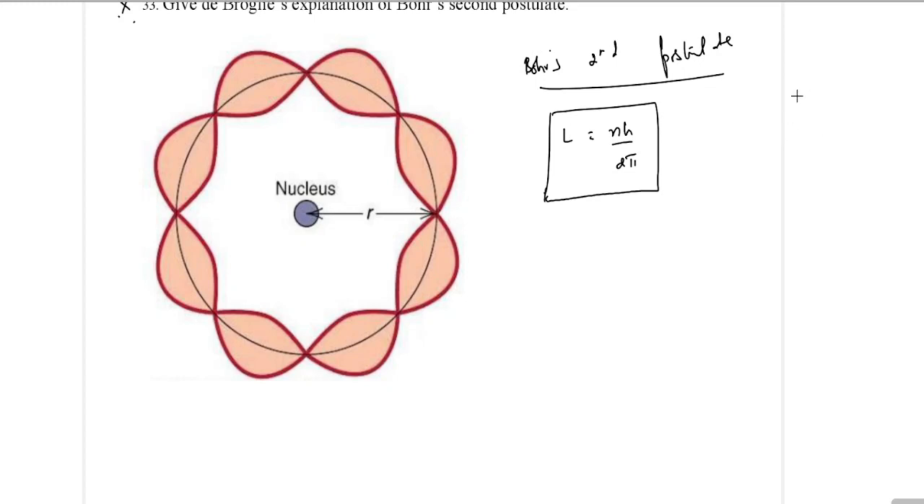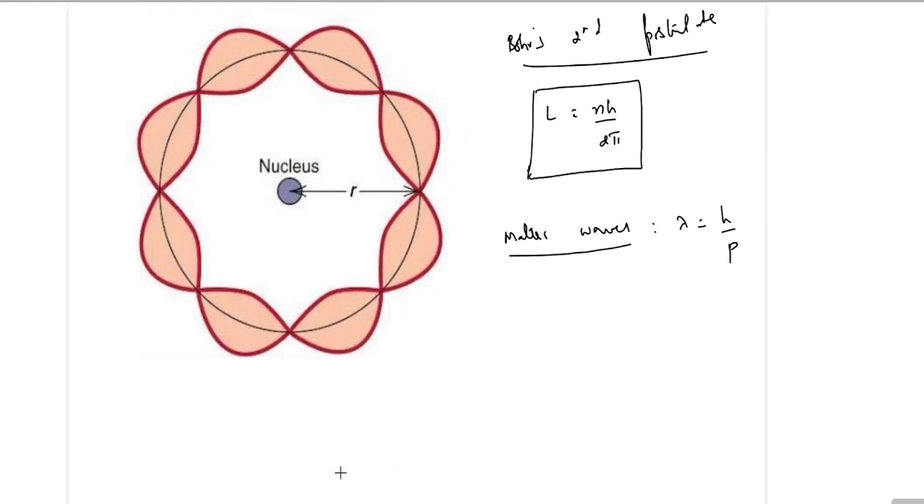To understand this, de Broglie assumed that electrons are like waves. They are called matter waves, which means anything in motion will have a wave associated with itself, and that wave is called a matter wave. That will have a wavelength called lambda, that is given by h by p. A very important equation. Now since the electron exists around the nucleus, the electron will be in some orbit.